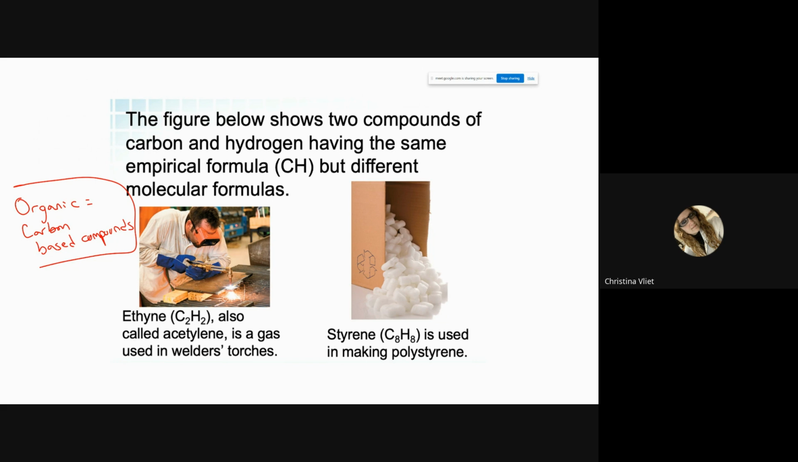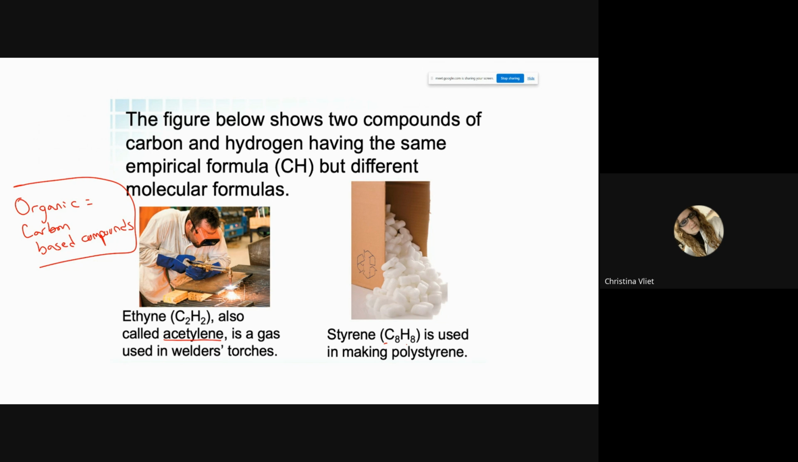However, organic is carbon-based compounds. Notice that these 2 compounds have the same ratio of carbons and hydrogens, but they are different. Ethine, which we call acetylene, is a common name. This is a gas that's used in torches, so it's basically used as a fuel. And many organic compounds are used as fuels.